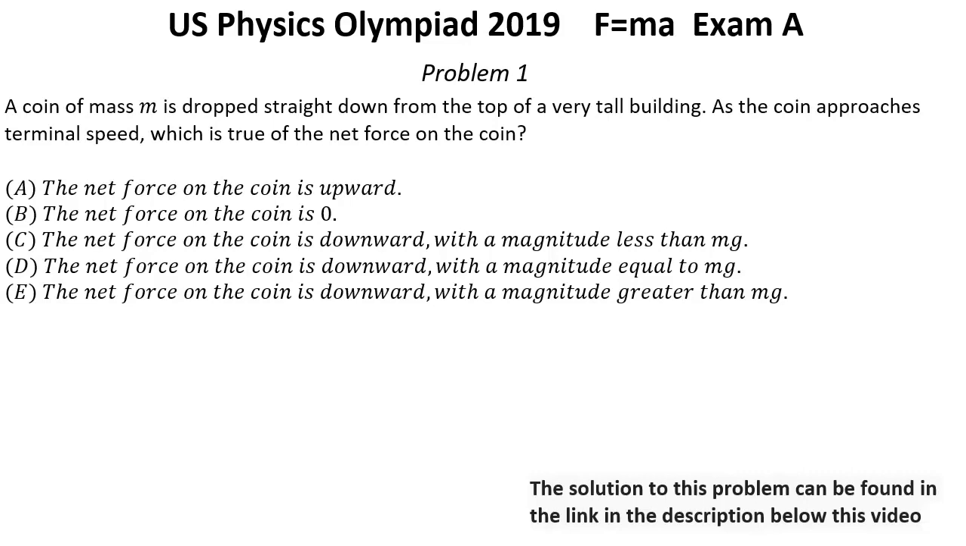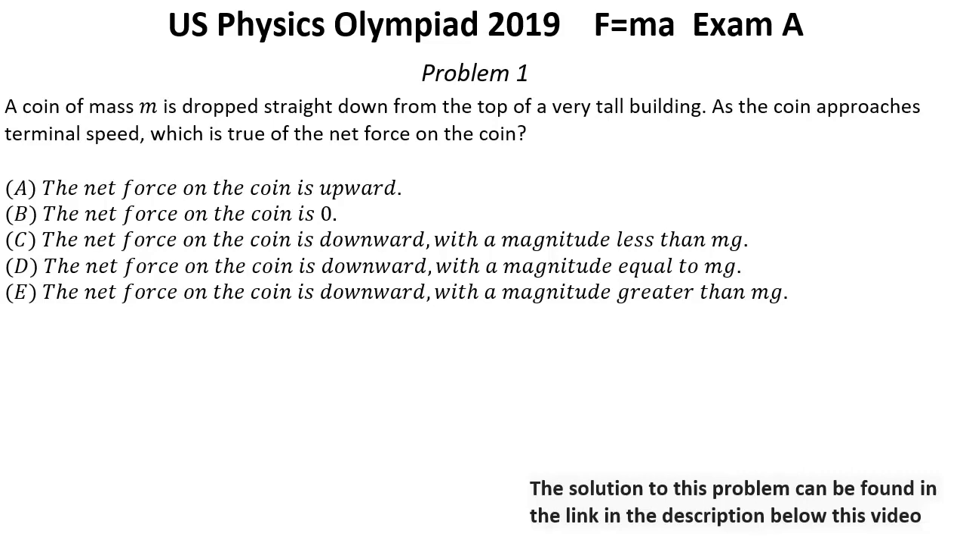Solution for problem number 1. Before the coin reaches terminal velocity, it is still accelerating downward. So there must be a net force downward on the coin. However, because the coin has a non-zero speed, there is a drag force opposing its motion downward.